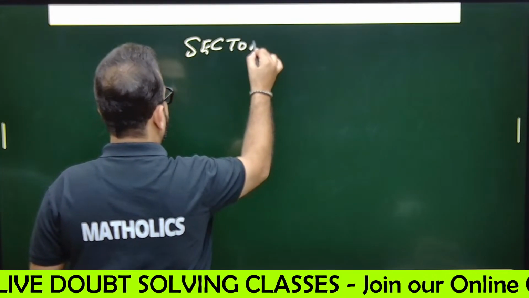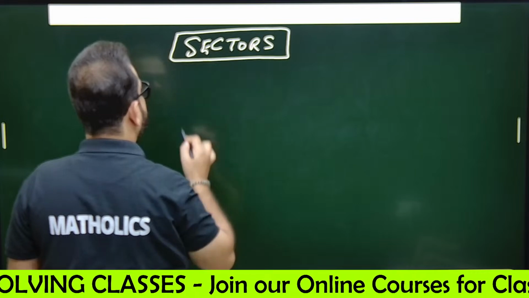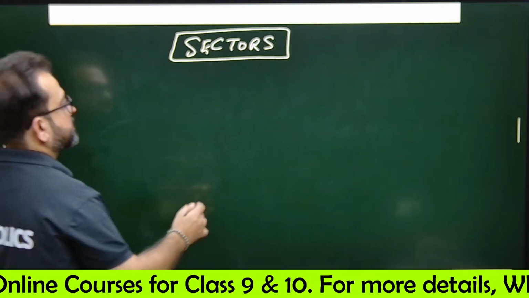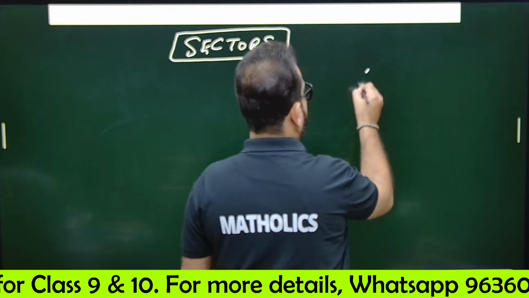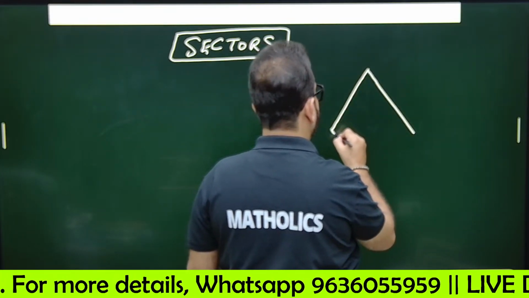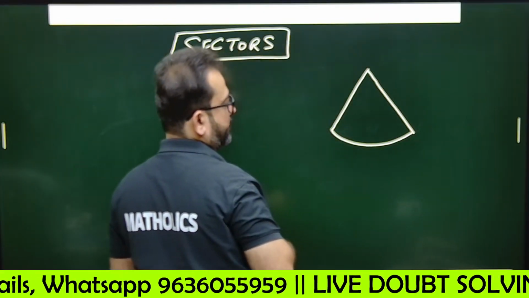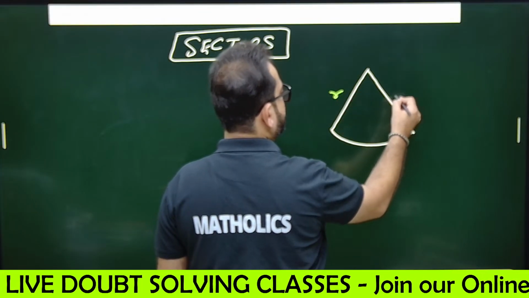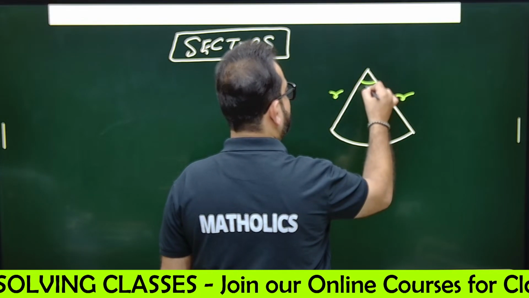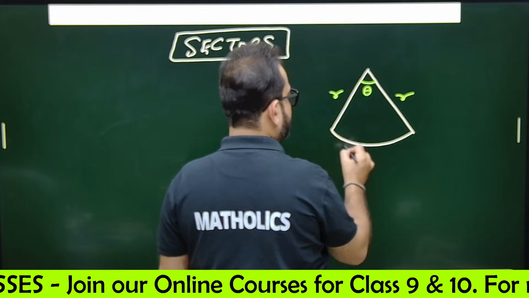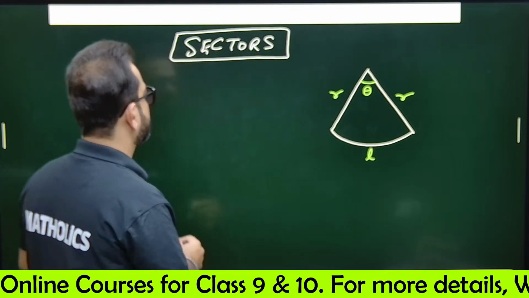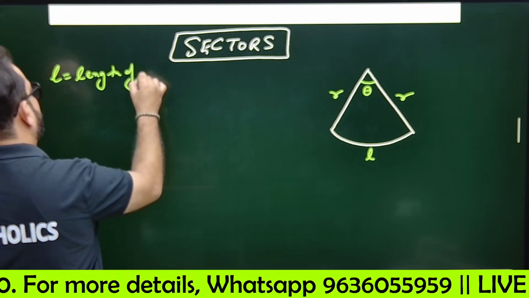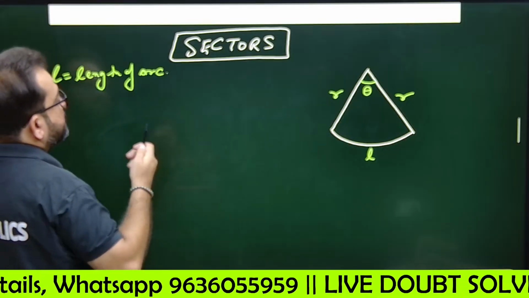Now what is this thing? We'll be having each and every formula under this topic. See, if this is a sector, can I draw it like this? It is a sector, right? This will be nothing but radius. This will be nothing but radius. It is also radius. This is angle theta. This is called L. L is equal to the length of arc.